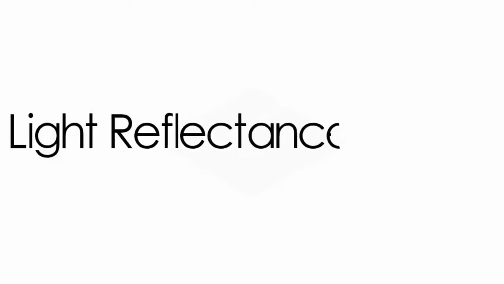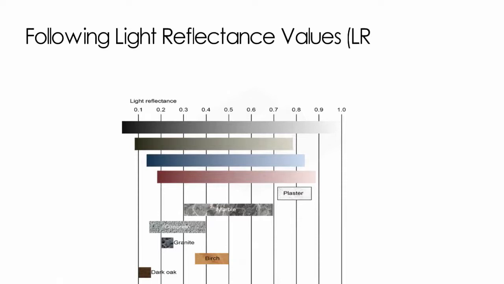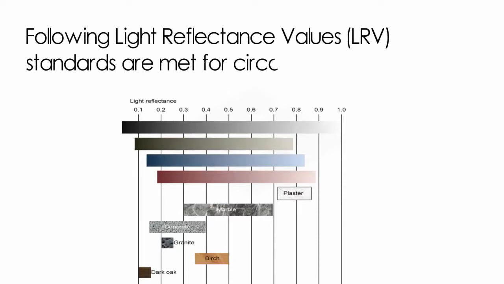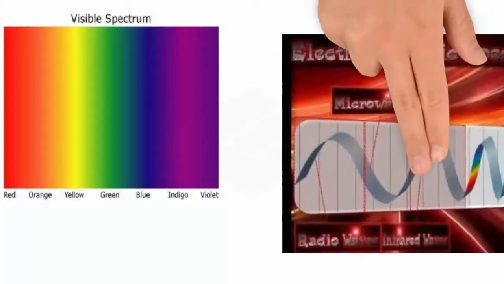Light reflectance values. Following light reflectance values, LRV, standards are met for circadian cycle regulation. Visible light transmittance of wavelengths. The visible spectrum is the only part of the electromagnetic spectrum that can be seen by the human eye, giving it comfort, mood, alertness, health.